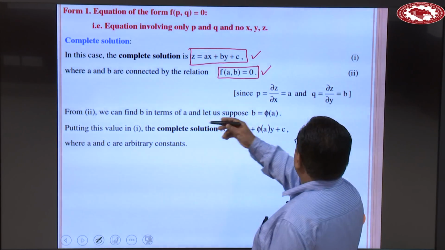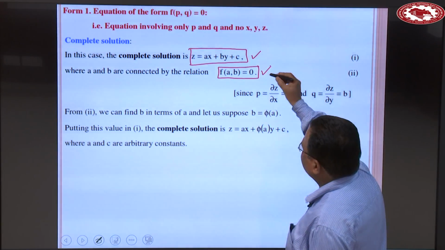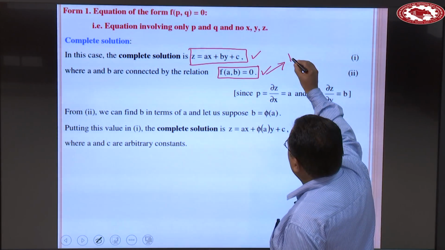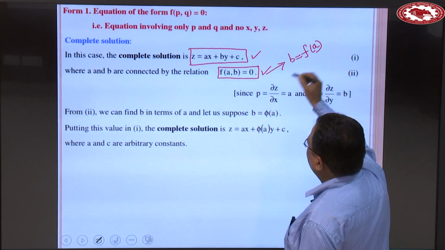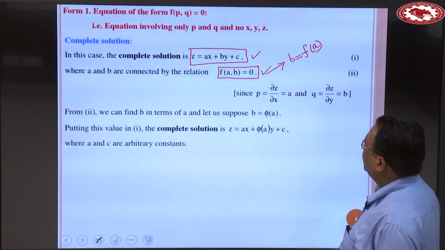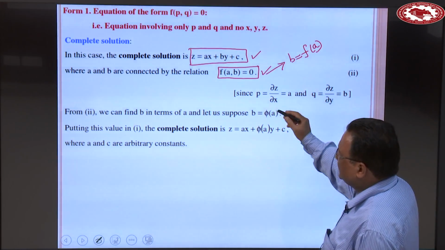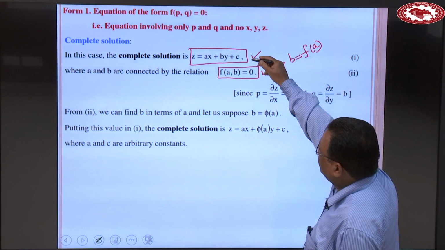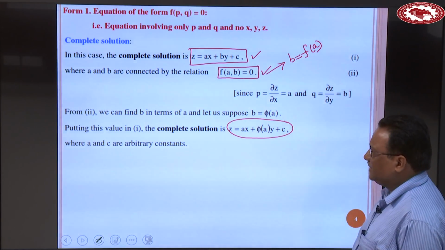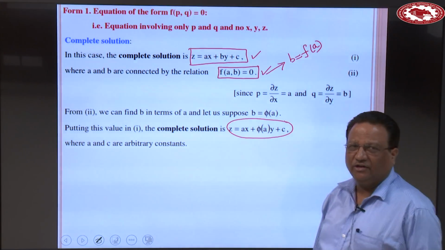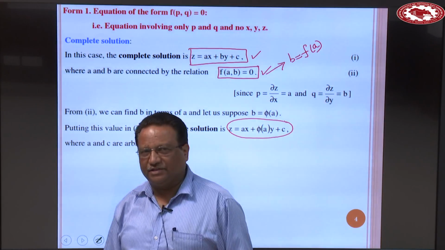Now from this relation we can find B in terms of A. So from this relation we can find the value of B, and that one is a function of A. Clear? We can write this equation this way. So B is a function of A. Clear? Then putting this value here, you will get this, and that one is the complete solution of this non-linear partial differential equation.